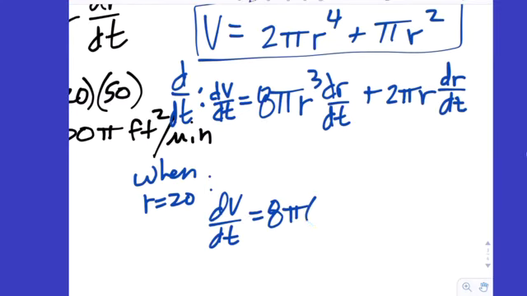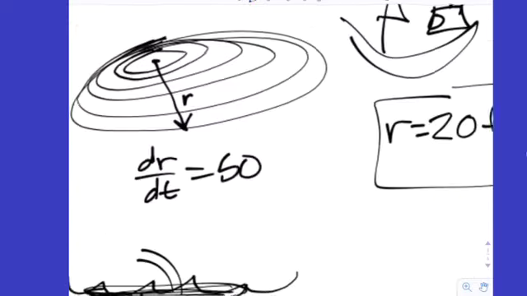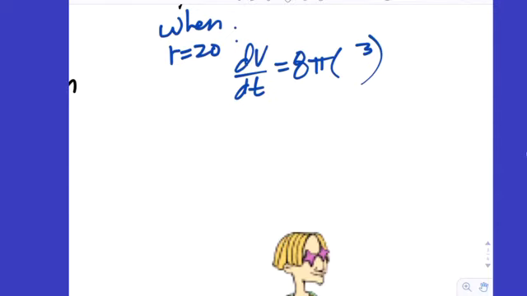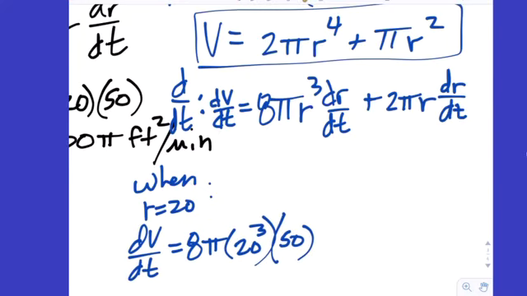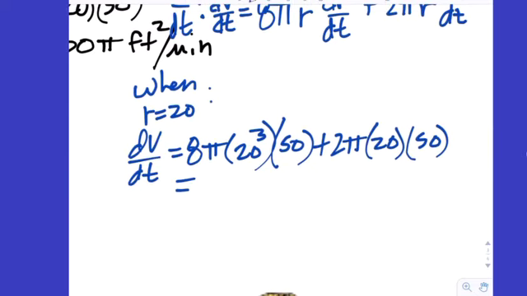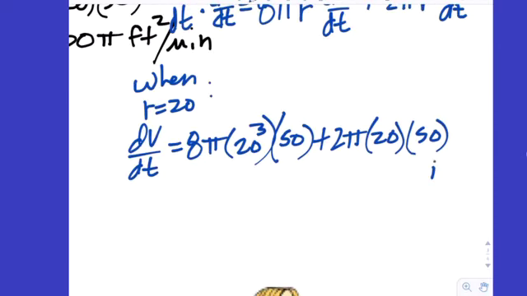So you got 8 pi, r at the moment was 50, so that's 50 cubed. No, it's not. See, that's the dr/dt. I'm getting tunnel vision here and a bad memory. It's 20. Thank you. So r was 20. The dr/dt was the 50. And I'm running out of room, so let me slide this over a little bit. And then plus 2 pi times the radius, which now I remember is 20, times another dr/dt, which is 50. And I'm going to let you simplify that if you want. I'm just going to call that a numeric answer. And if I stop there, then I need to put units. It's volume, so it's cubic feet, not inches, per minute.